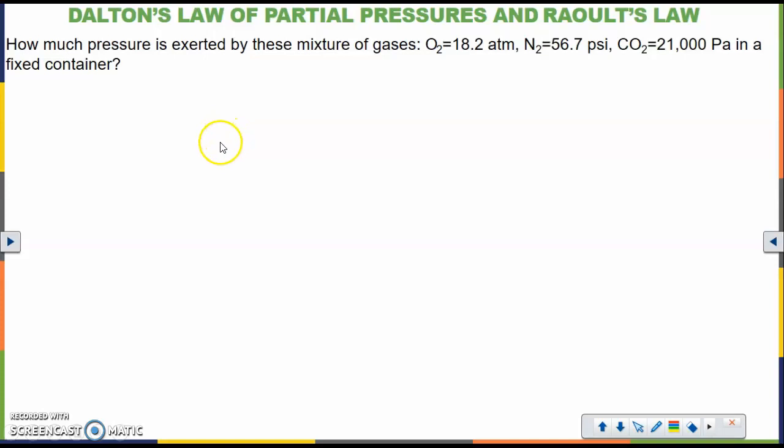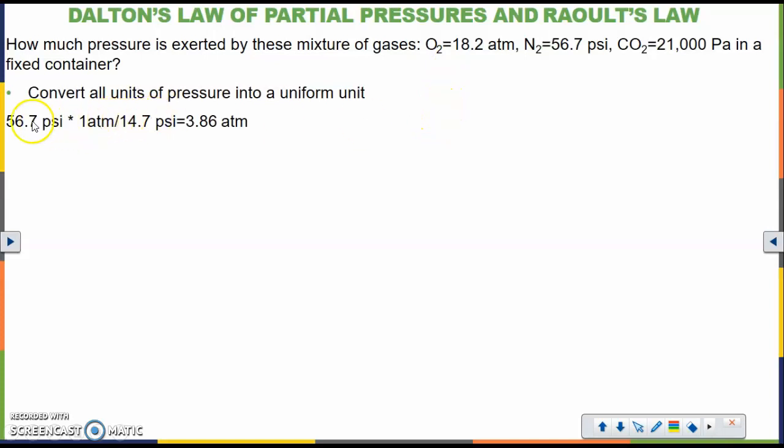Now, we have 3 different gases. These are all units of pressure, but there are 3 different units. So our goal is to change all of this into PSI, or all into pascals, or all into ATM. I always change everything into ATMs, because for gas laws, in the gas constant, the unit for pressure is ATM. So I always go that way.